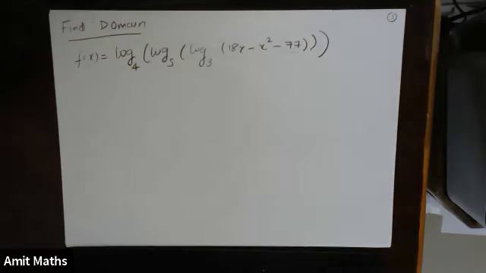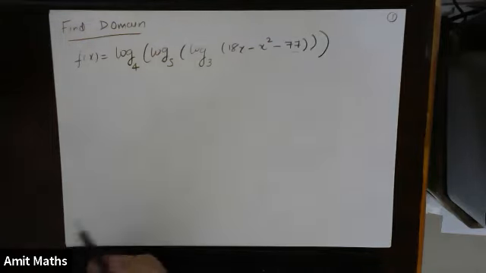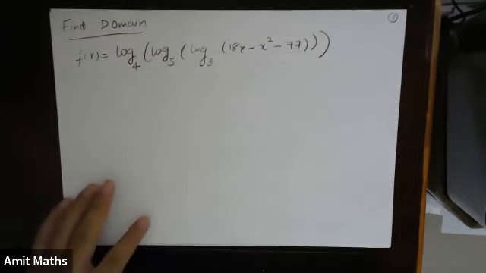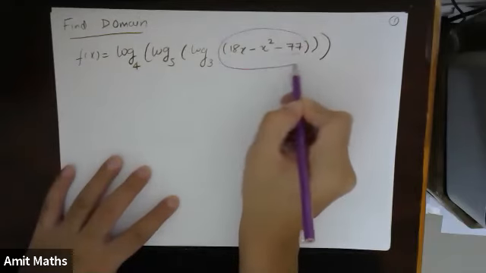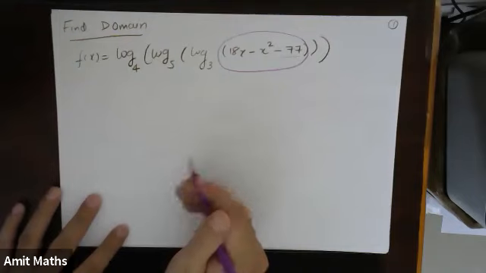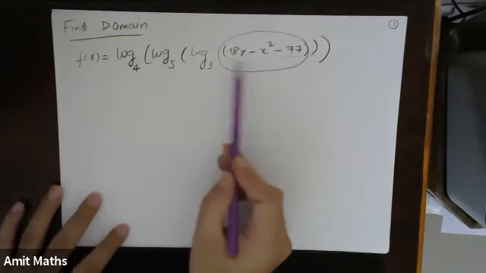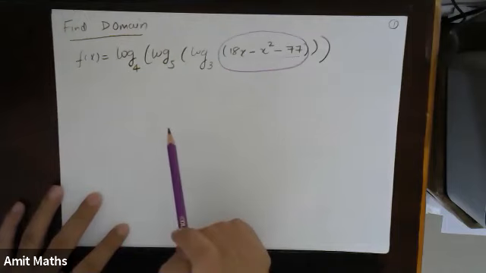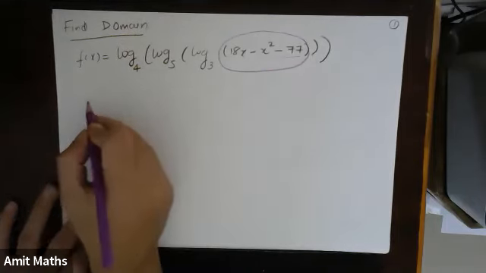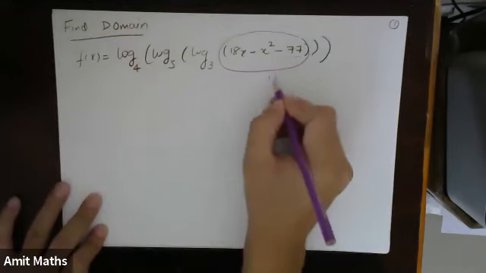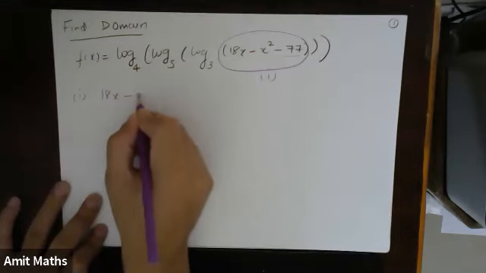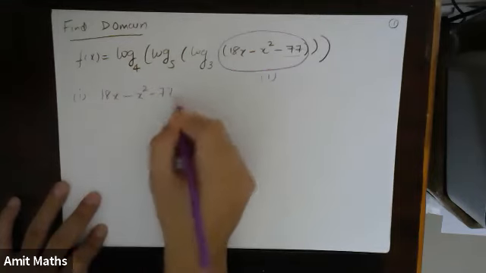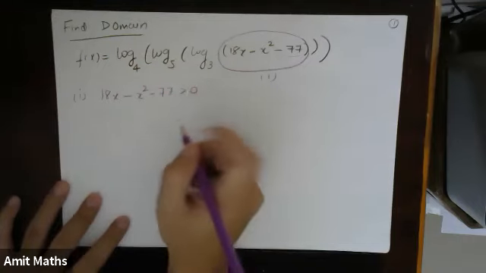The first thing is that we have three different parts in this function. The first part has to be greater than 0. So first we'll find the solution for 18x minus x square minus 77 greater than 0. This is the first part we are solving.